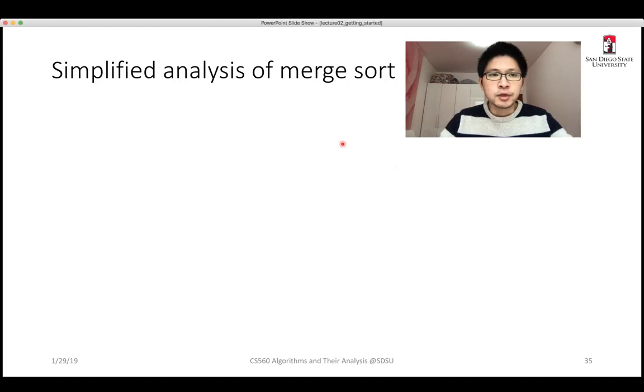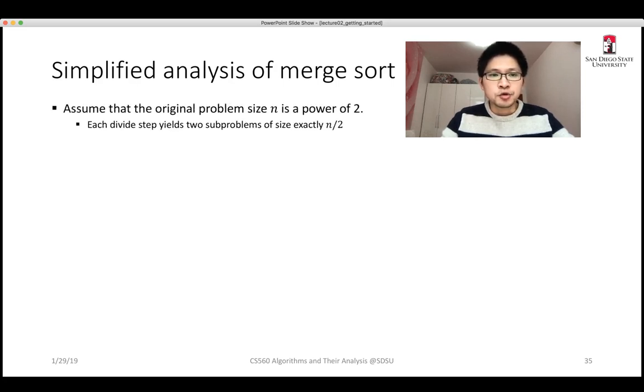Now we will apply the general form of recurrence equation to merge sort to have a simplified analysis of the running time of merge sort. So we make some simplified assumption that the size of the original problem is a power of 2, so that each divide step will generate 2 subproblems of the size exactly n over 2.